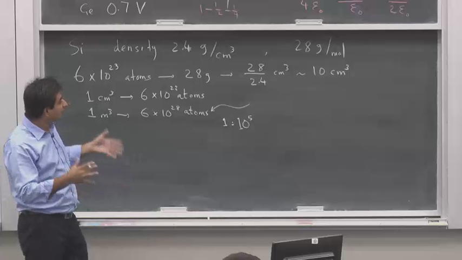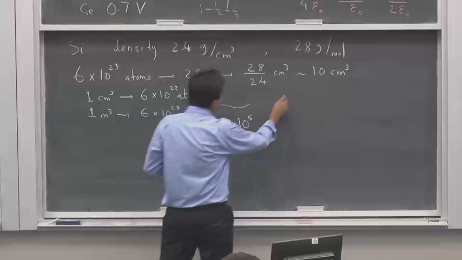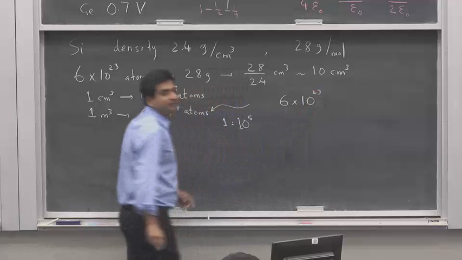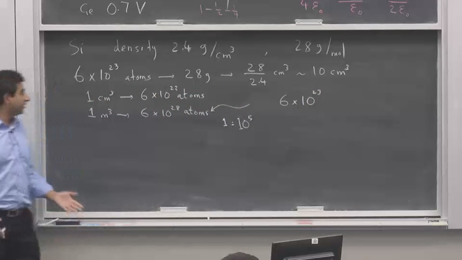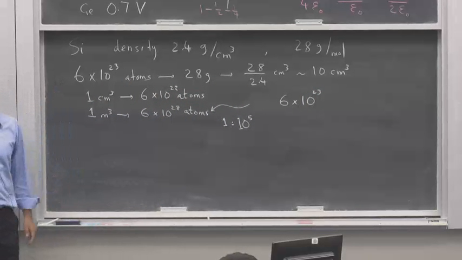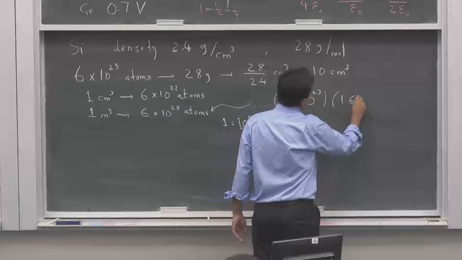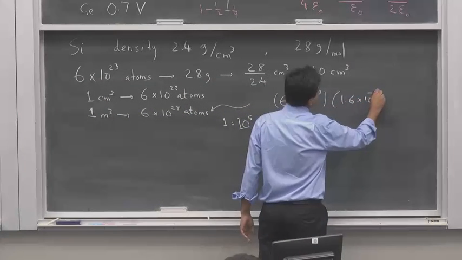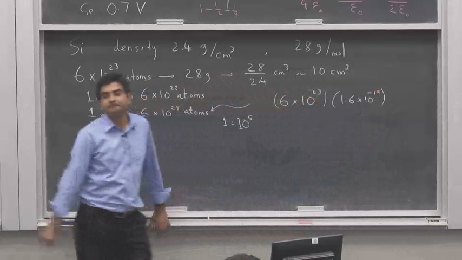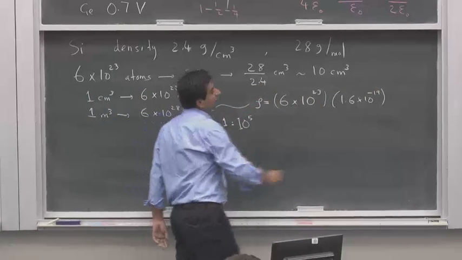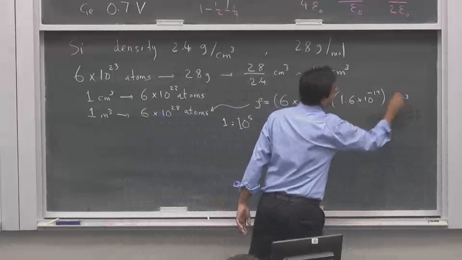So the number of charge carriers is about 6 into 10 to the power 23 per cubic meter. And if I were to multiply this by 1.6 into 10 to the power minus 19, I would get rho, per cubic meter.